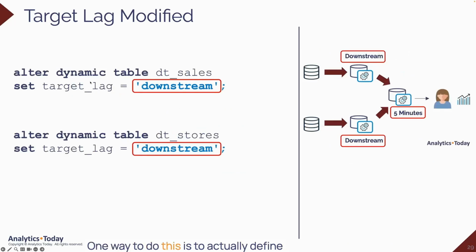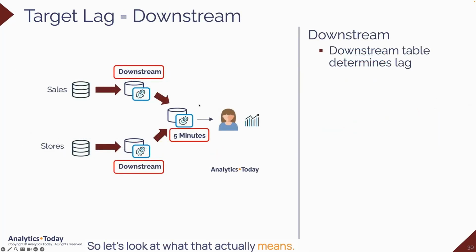One way to do this is to actually define the dependent tables as downstream. And what that does is the lag on these tables is dependent upon the downstream tables. So let's look at what that actually means. Let's say I've now got this set to every 5 minutes, then these will be refreshed in time to get this updated every 5 minutes. So every 5 minutes, this will be updated based on its source, as will this one, and then those changes will be applied to here.